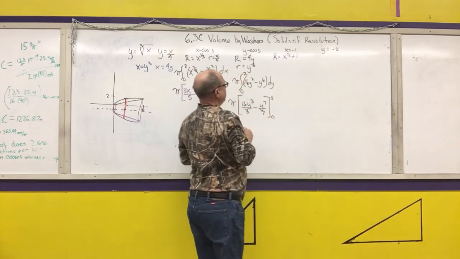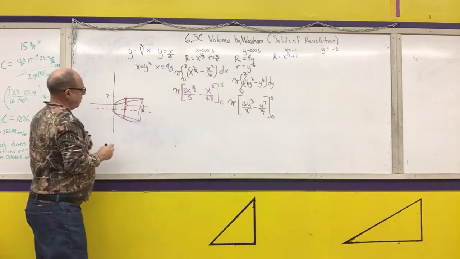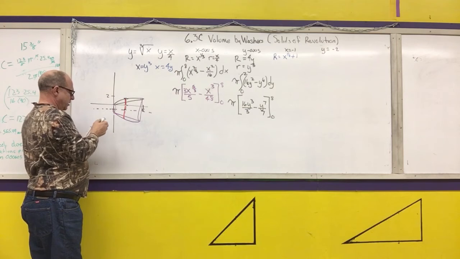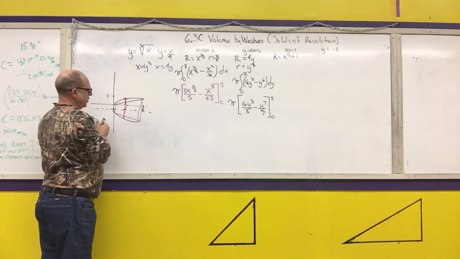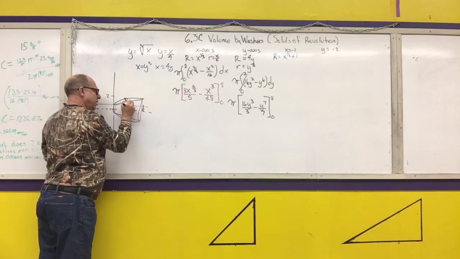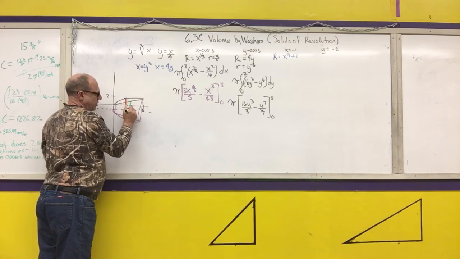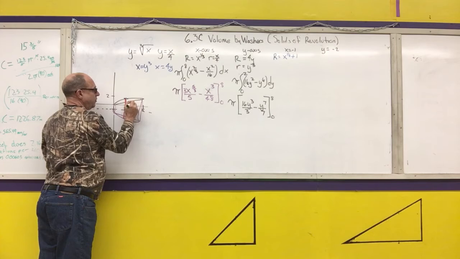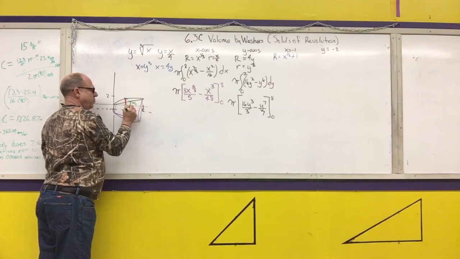That's my big R. My little r is the distance between the center of rotation and the inner curve. Again, this distance is 1. This distance is x over 4, so it would be x over 4 plus 1.